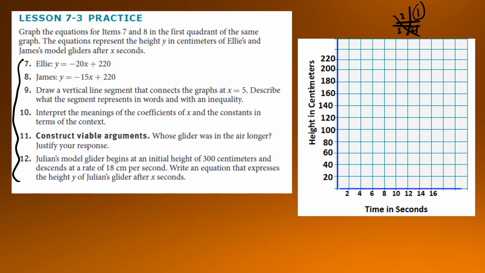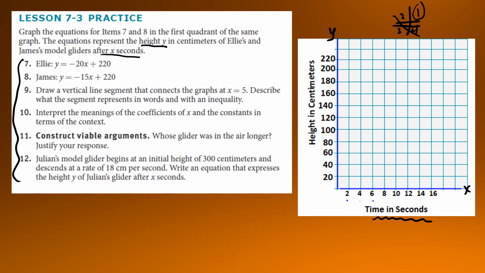We only have positives. So the equations represent the height, y, in centimeters of Ellie's and James's model gliders after x seconds. So always, when you're creating your own graph, make sure you have labels on the units. So x is your time in seconds, and y is your height in centimeters. Now, when I set mine up, just because of the size of the graph I needed to fit on the screen here, I'm going by 2's on the x-axis and by 20's on the y. So the 20's on the y would have been really handy, especially if my time went by single seconds, but I'll have to think about this a little bit more.